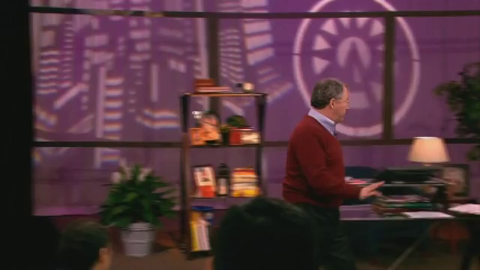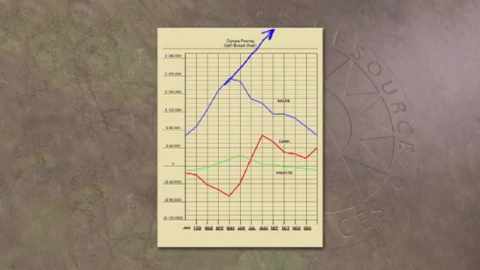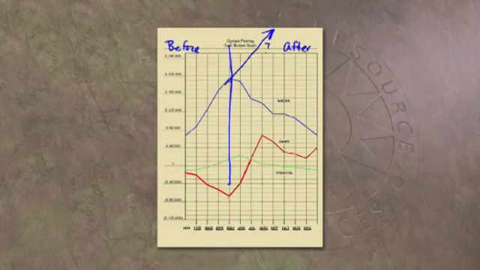Now, the question I have is, what happens if sales keep going? What will happen if sales keep going? Before, after. What's it going to do? If he doesn't do anything else, he's going to run out of cash. If sales keep going north, cash will keep going south.